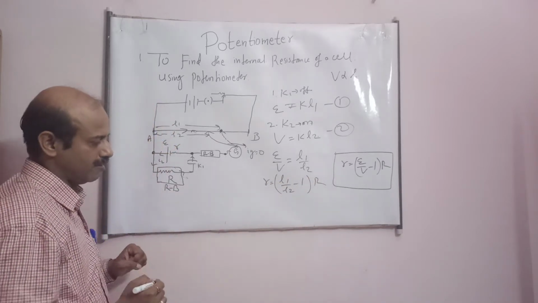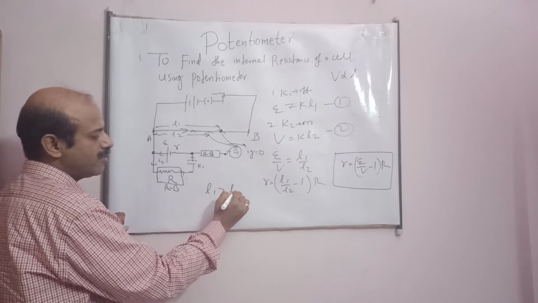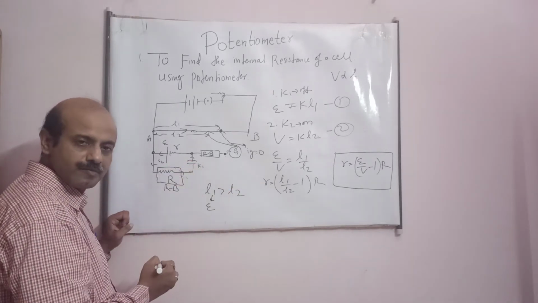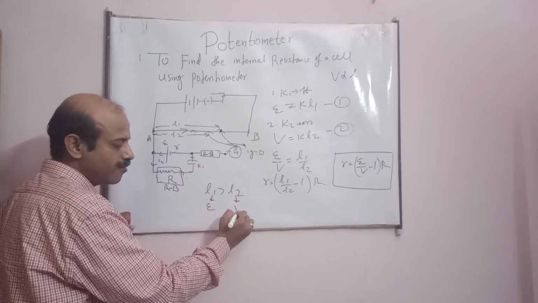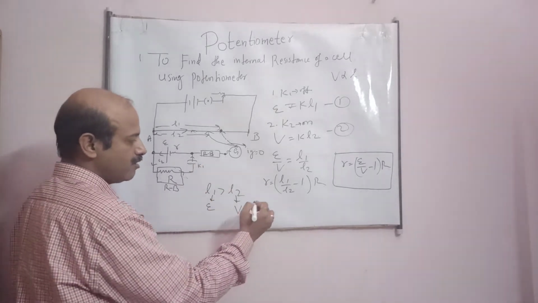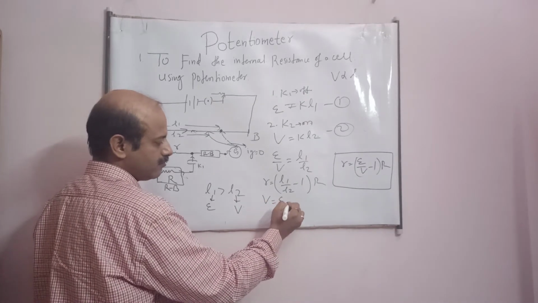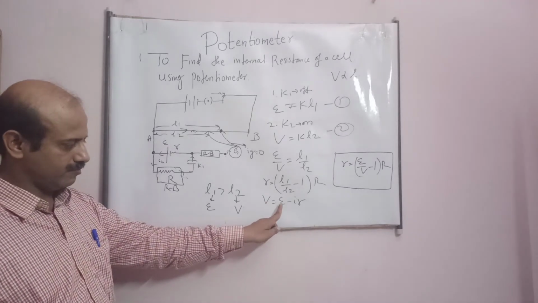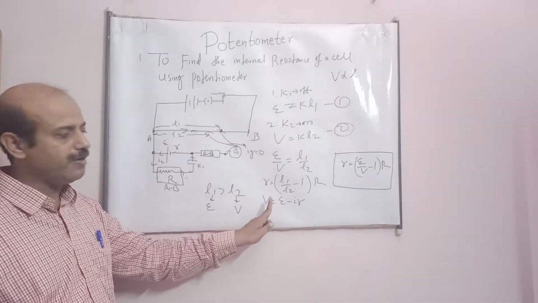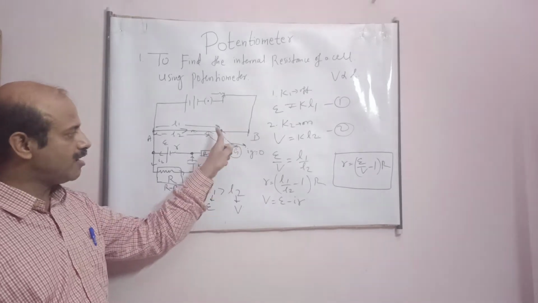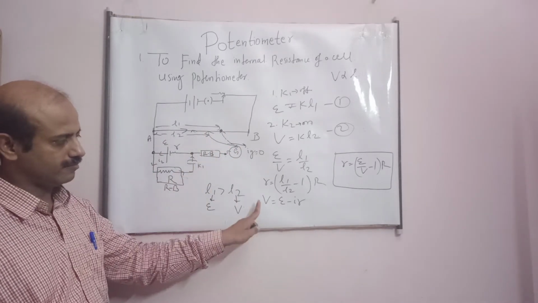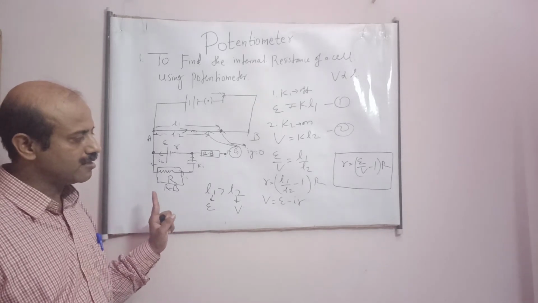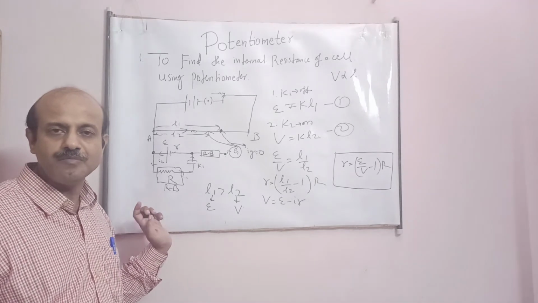One more thing, student, remember: L1 will always be greater than L2 because L1 is balancing the EMF of the cell and L2 is balancing the potential difference. And if you remember the basic equation, V is always less than E. E has a larger force. V does not have that much force. That is why the balancing length is less.